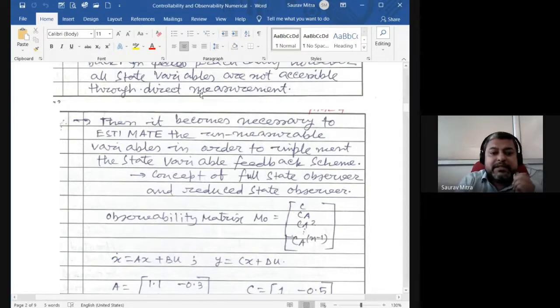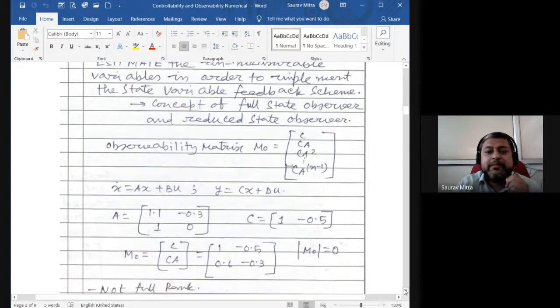So then it becomes necessary to estimate. Whenever it is not measurable, you estimate. For example, what is going to be the population of India in 2030? We cannot tell exactly, but we can make an estimate. Whenever I say estimate, it is going into the statistical domain. So it becomes necessary to estimate the unmeasurable variables in order to implement the state variable feedback scheme. It again goes into the domain of statistics, so I'm not going to explain that.